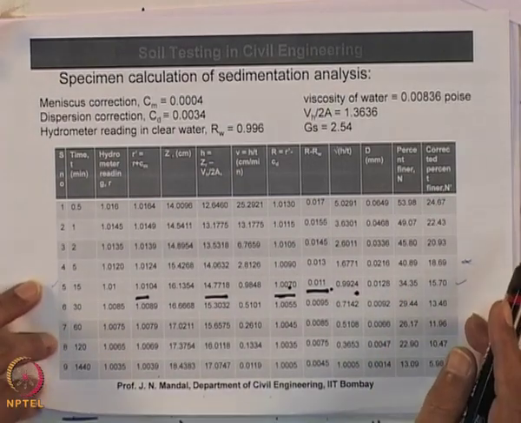Okay. So, this way you can calculate the specimen calculation for the sedimentation analysis given here, and I can show you later on, in all detail, how you can calculate this from the hydrometer reading separately.